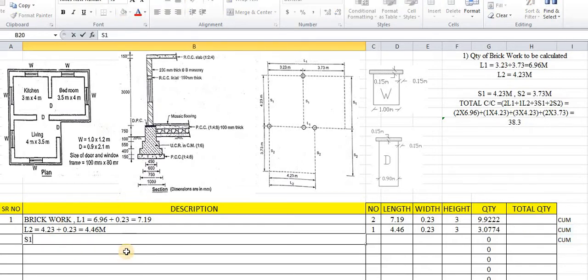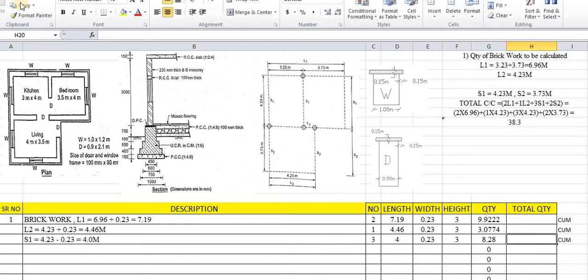What about S1? S1 is 4.23, but here, as per the rule, we will deduct the width. So 4.23 minus 0.23 is nothing but 4 meters. How many numbers of S1 are there? 1, 2 and 3, so we will take 3 numbers. Length is 4 meters, width is the same 0.23, height is the same 3 meters. So the quantity comes to 8.23.